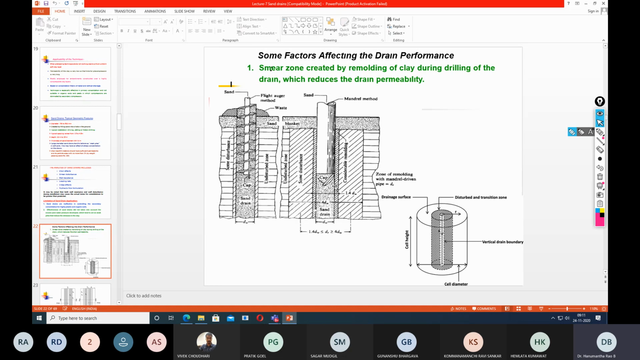Usually the diameter of the smear zone is very small, as you can see. If you make a comparison, this is the undisturbed soil and this is a very small zone that is called the smear zone. Although I said the permeability is in contrast in the smear zone, usually the permeability of the smear zone is a little lesser than the permeability of the original clay. So this is the reason the water might penetrate from this location to this location, up to the smear zone.